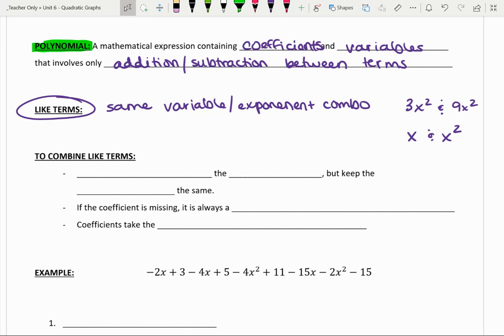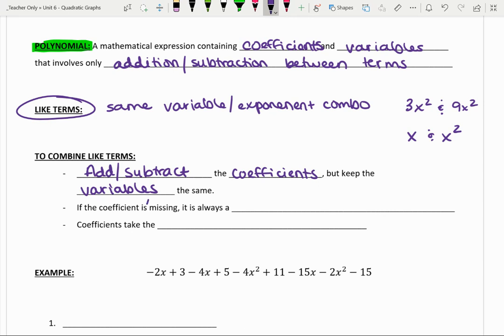Now, you've already had lots of practice combining like terms. So the long story short is that we either add or subtract the coefficients, so the numbers in front, but we keep the variables exactly the same. So whatever that variable and that exponent combination is, we're never going to change that. It's always going to stay the same.